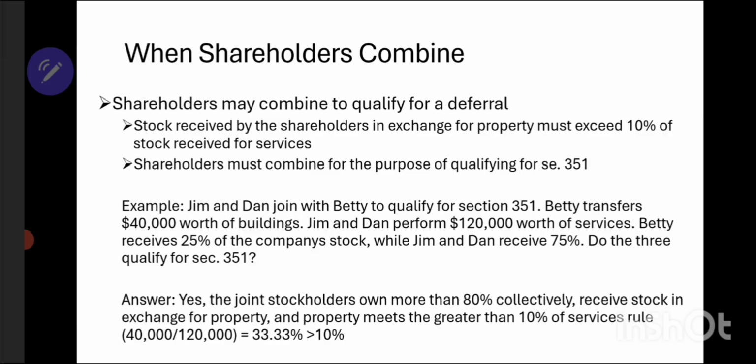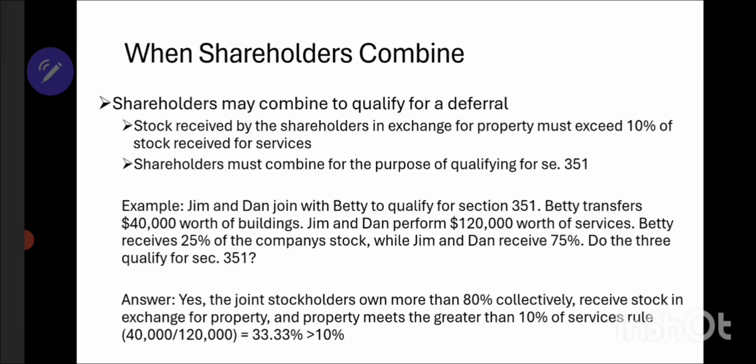Jim and Dan work with Betty to qualify for section 351. Betty transfers $40,000 worth of buildings, right? So that's the property. Jim and Dan perform $120,000 worth of services. Betty receives 25% of the company's stock. Jim and Dan receive 75%. So we're looking at that second rule. How much do they own collectively? They own 100% of the company.